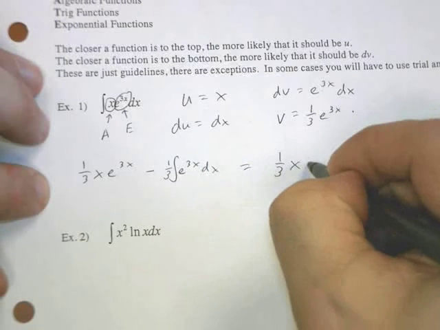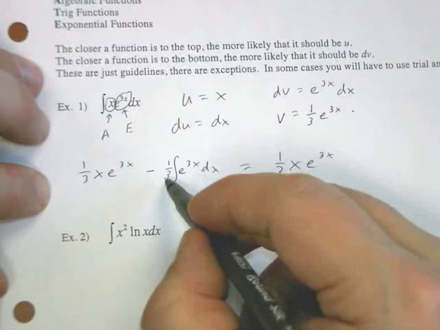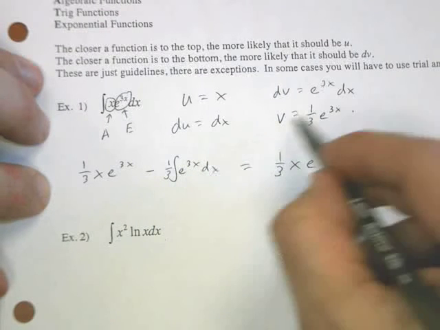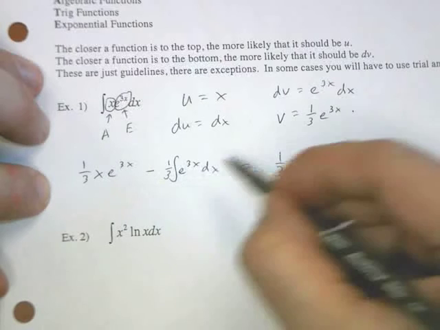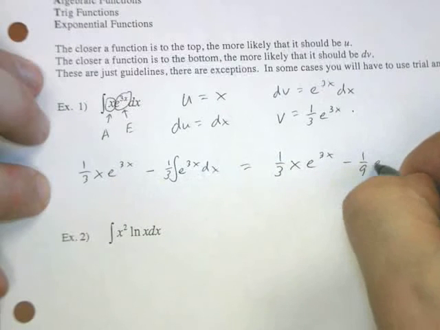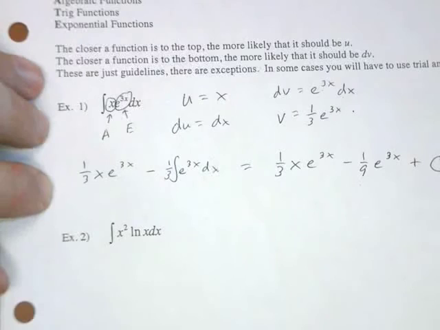So I have the 1/3 e to the 3x that I had in the beginning. I have the minus 1/3. Now remember, integral of e to the 3x dx, we just did that a little while ago. We know it's 1/3. So that 1/3 times the 1/3 we already have is going to be minus 1/9 e to the 3x. And at this point then, we have our plus c.